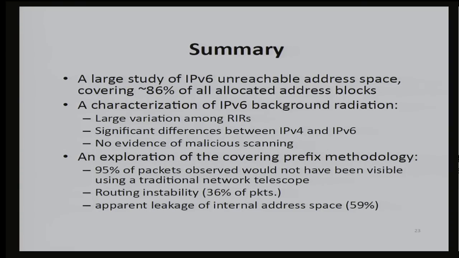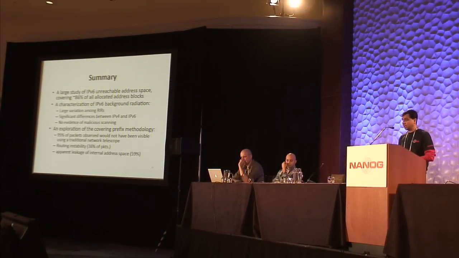So, long story short, we did a large study of unused address space, unreachable address space in IPv6. We were able to characterize typical background radiation and the trends and how it compares with IPv4. Some interesting case studies. For example, we found NTP traffic that was being misrouted, and there was some BGP session connection attempts as well. And we spent a significant amount of time then looking into the covering prefix methodology, which gives us something slightly different, and we were able to identify things like routing instability, leakage of address space as well, which were unexpected results and unintentional results.